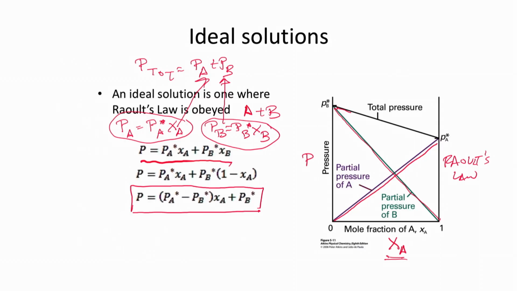The total pressure is in black. So that's showing you what both of these things are doing, right? This is A and B together. So if I just took my green curve and my purple curve and I added them together, I would get the total line, which is the total pressure for the entire system, for the solution.